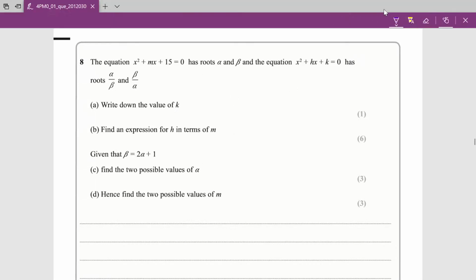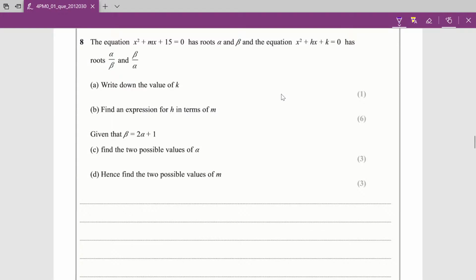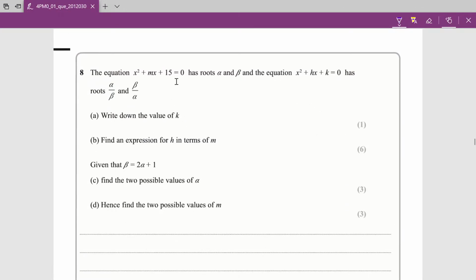Hello everyone. Today we have this Edexcel IGCSE Pure Math past paper from January 2012, paper 1, question 8. It is an alpha beta question, about the sum and product of the roots in a quadratic equation, and it is 13 marks long. So it deals with these two equations.